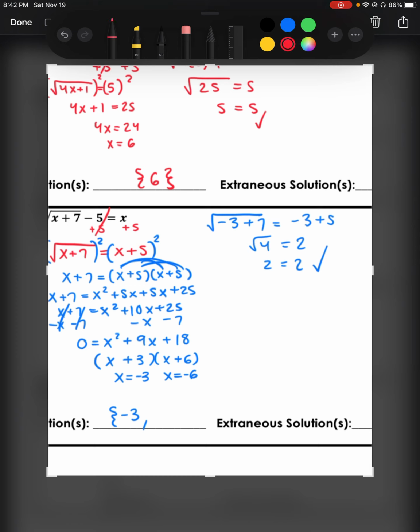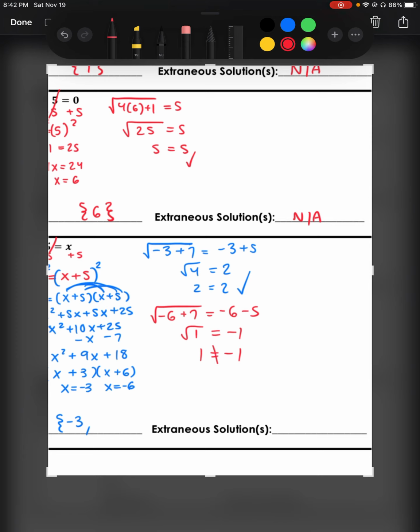Now we're going to do the same thing with the -6. Plug it into the equation. So this is the square root of 1 is equal to -1. So the square root of 1 is 1, not -1. So that's an extraneous solution. I can't draw good squigglies on here. So -6 is not a true solution because it gives us a false statement at the end of the equation when we plug it back in.